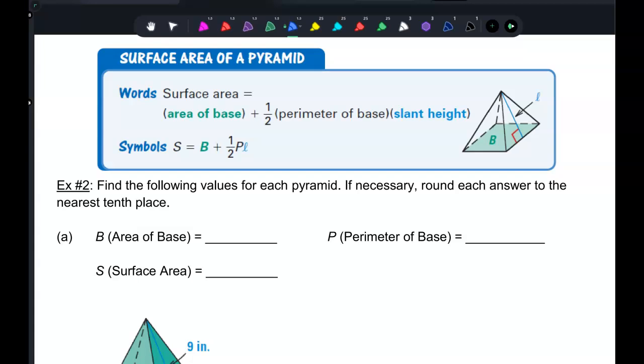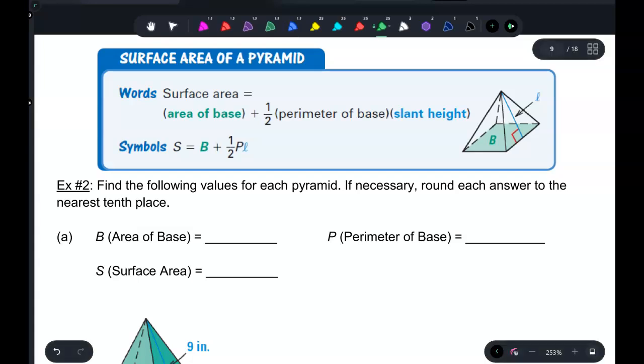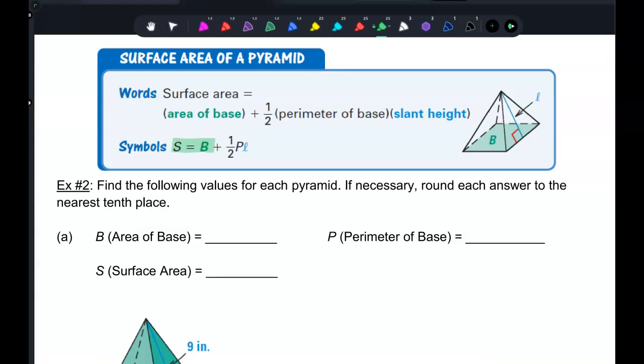Surface area formula. This one's different. Then, how many bases do we have in a pyramid? 1. So there's only one capital B. P still stands for the same thing, perimeter of the base. But now we have this L. So why is it 1/2 perimeter times L? Any ideas?